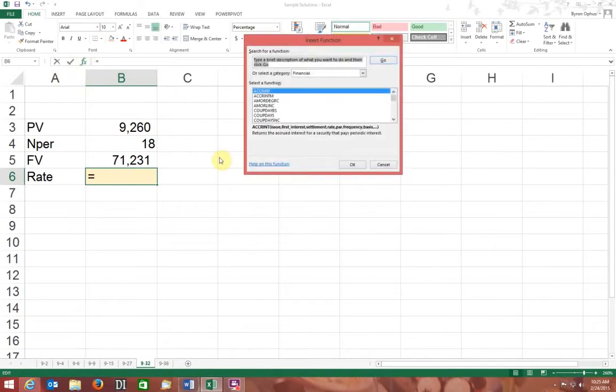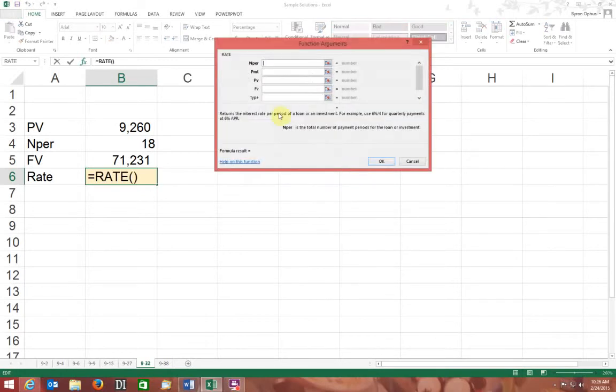Guess what? There is a rate formula. I'm still under financial there, and it's actually called, a surprising and weird name, rate. It returns the rate. And look at that. It looks just like our other one. This time we have future value, present value, payment, number of periods. We know 3 of those, right? So my number of periods is 18. I don't have a payment, right? But I do have a present value, and I do need to enter this in as a negative number. Otherwise, I think I'm going to get goofed up.